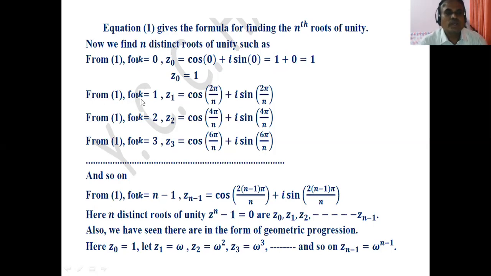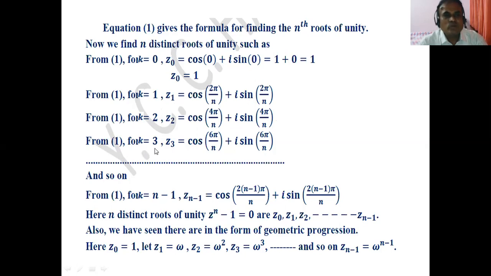Now we put k equal to 1 in equation 1, and therefore z1 equals cos of 2 pi upon n plus i sin 2 pi upon n. So this is the second root of the nth roots of unity. Now we put k equal to 2 in equation 1, and therefore z2 equals cos of 2k pi upon n. So k is 2, so 2 into 2 is 4, 4 pi upon n. So cos of 4 pi upon n plus i sin 4 pi upon n. So this is the third root of unity.